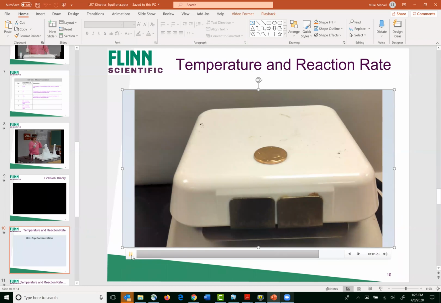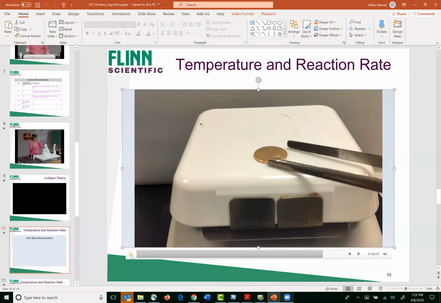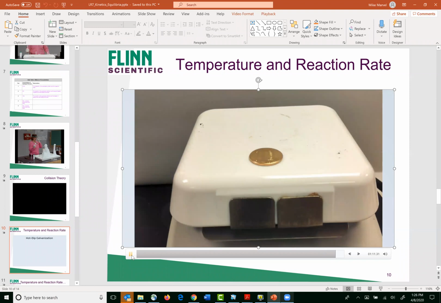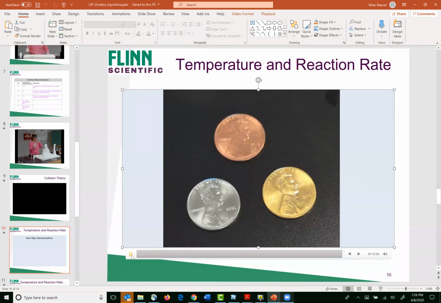You will want to flip it frequently to prevent burning the coating, but after about a minute, you get a shiny gold penny. Lincoln has never looked so good. So it's a neat way to make your pennies appear gold. You use this hot dip galvanization method. The key at the end there is you place the penny on the hot plate to speed up the reaction.